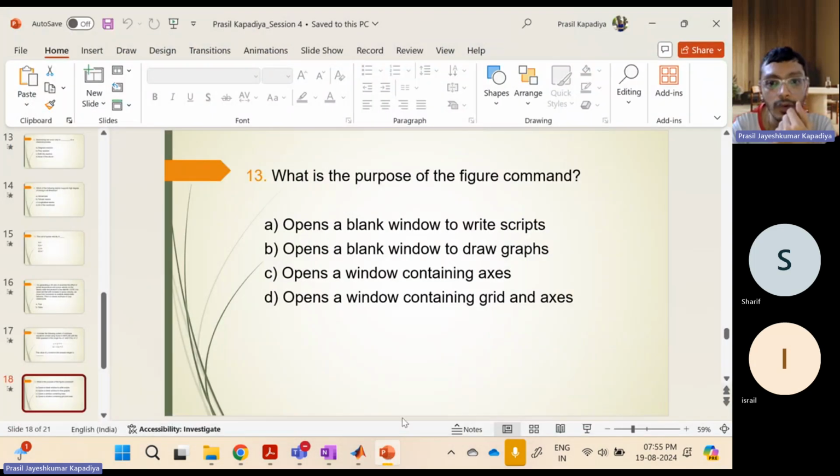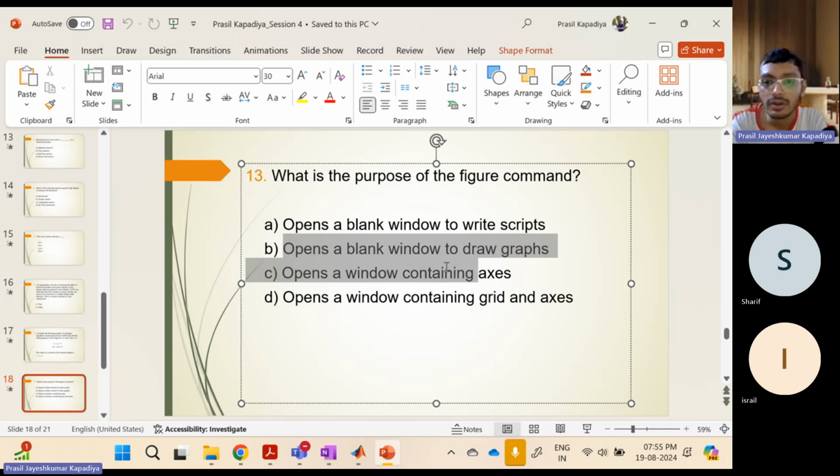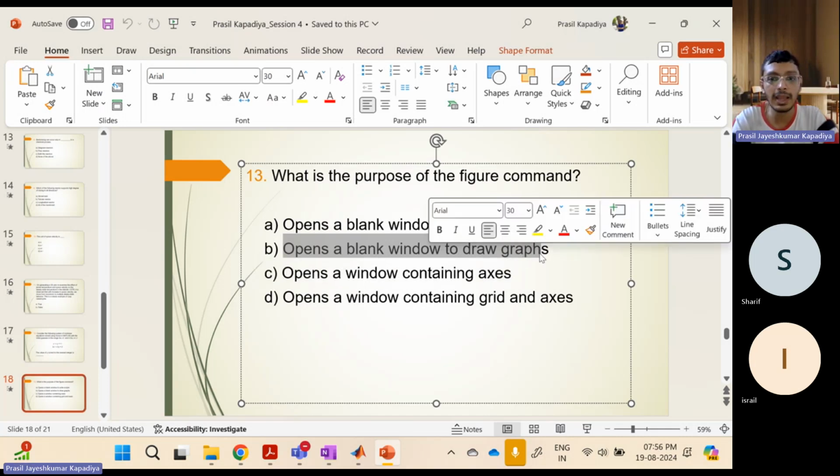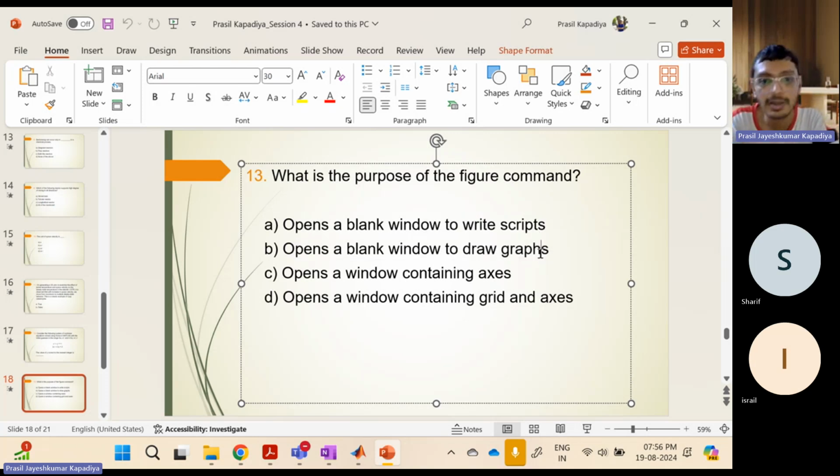So what is the use of figure command? That opens a blank window to draw graphs containing grid and axis. It opens a blank window and it will draw different graphs. So answer is B.